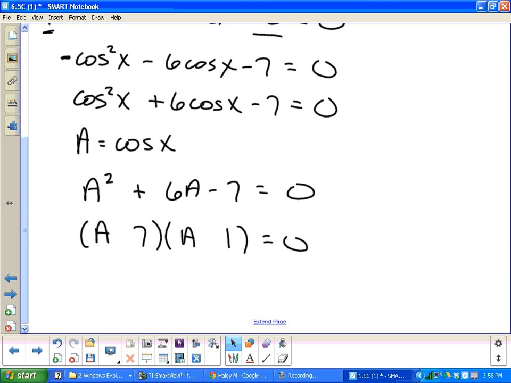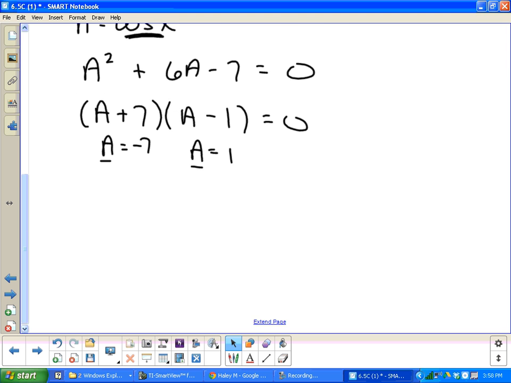So let's see, they're going to be different. It's going to be plus 7 and then minus 1. So now I'm going to get a equals -7 and then a equals 1. Okay, so recall what a was here. A was the cosine of x. So now I'm going to get cosine x equals -7, and then cosine x equals 1.